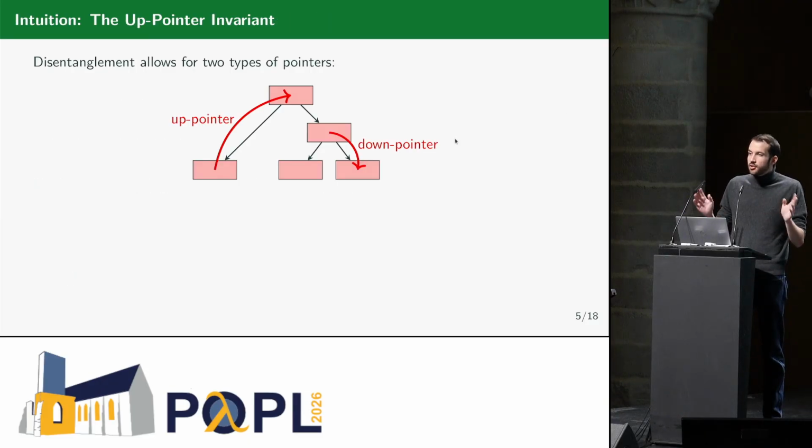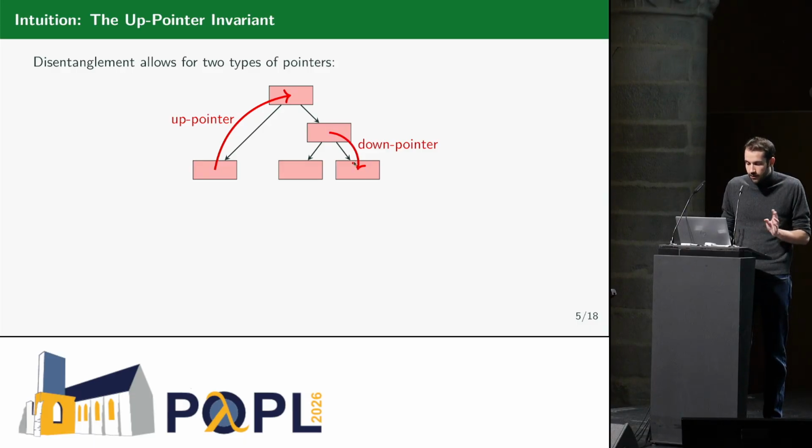So what is the intuition of this type system? Before showing you any rule, the idea is that because disentanglement forbids these cross-pointers, it allows for two types of pointers. You have up pointers, where a task may point to some other location allocated by a preceding task, or down pointers, from a parent to a child.